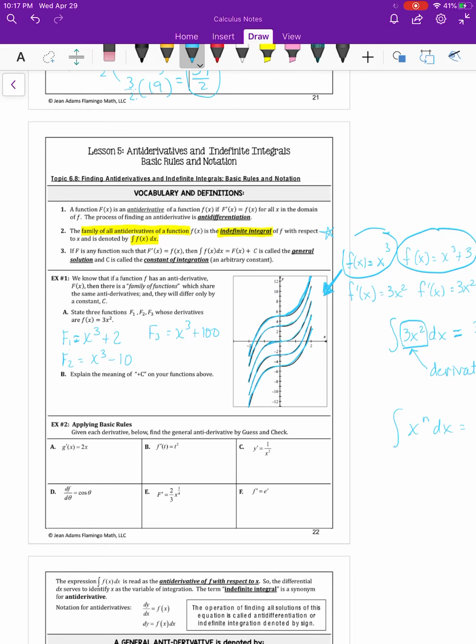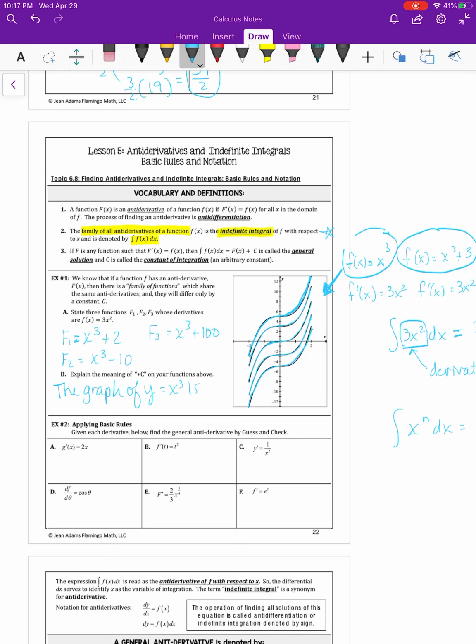All of those have the same derivative. You could have picked different ones, but they should have x cubed and then some constant. Explain the meaning of plus c on your functions above. So the plus c for f sub 1 of mine is plus 2. This one is minus 10. This one is plus 11. But they are telling you the vertical shift of your x cubed.